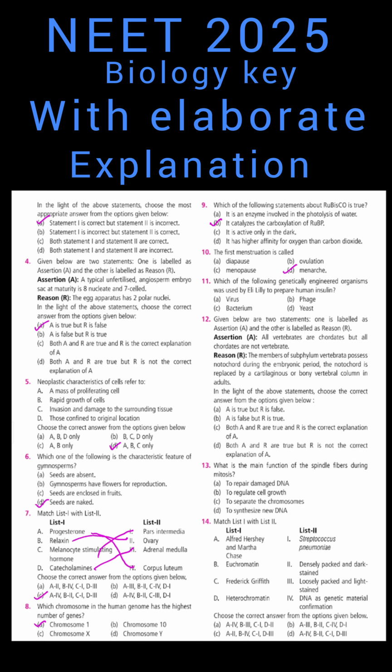Next, which of the following genetically engineered organisms was used by Eli Lilly to prepare human insulin? The answer is bacterium. In 1983, Eli Lilly, an American company, first prepared two DNA sequences corresponding to the A peptide and the B peptide of human insulin, and introduced them in the plasmids of E. coli, the enteric bacterium, to produce insulin chains.